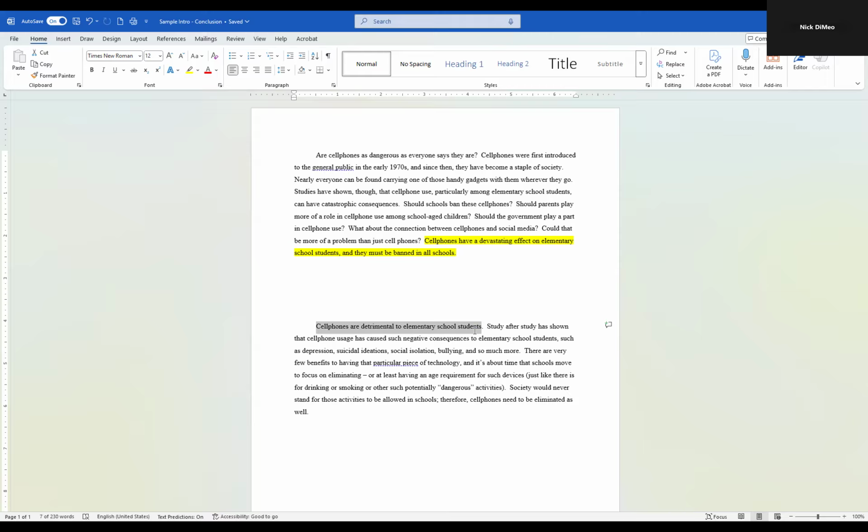Okay, so I hope that makes sense with your conclusion and even indirectly with your thesis. Straight to the point, wrap it up, make it good, make it clear, make it concise.